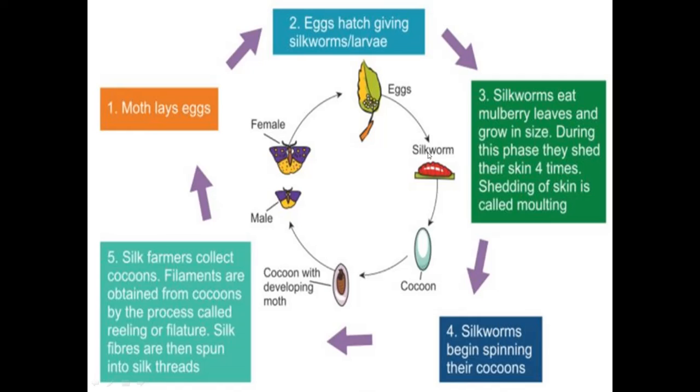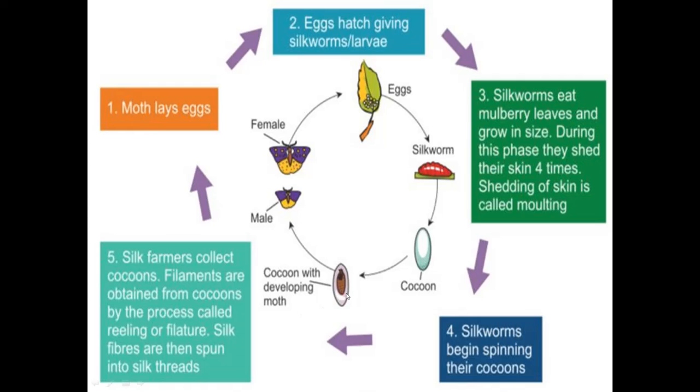As it starts eating the mulberry leaf, it grows in size. During this phase, it starts shedding its skin. So this shedding of skin is called molting. The silkworm sheds the skin 4 times. And after shedding the skin, it winds itself, beginning to spin itself into a structure called cocoon. Inside the cocoon, the silkworm grows and changes its structure, and now we call it a caterpillar.